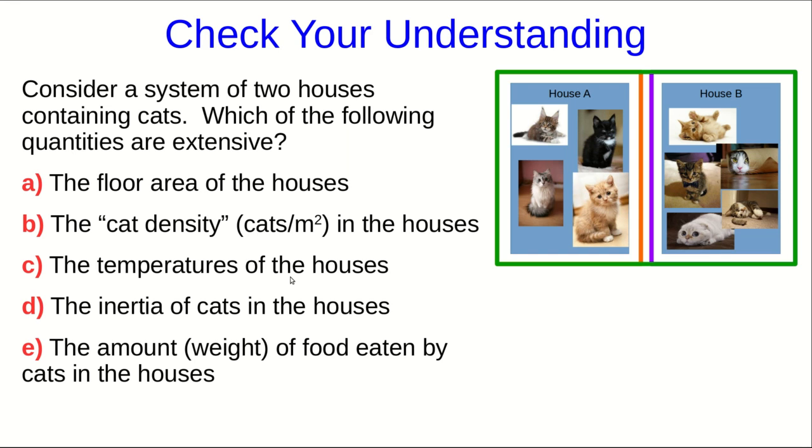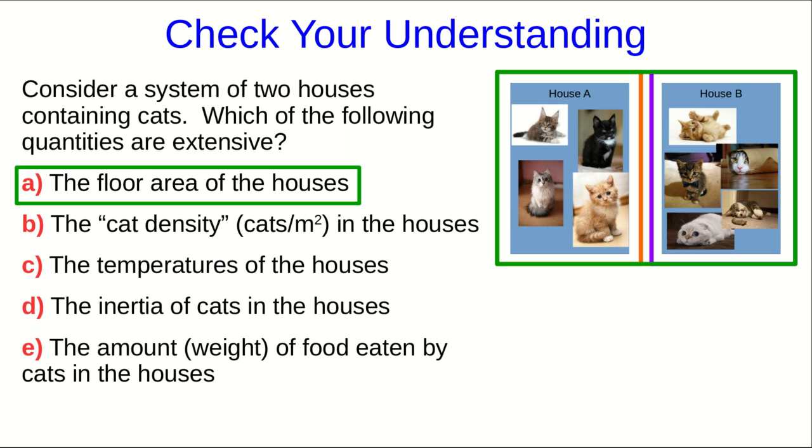This is the question that I posed at the end of the previous part of this video lecture, and let's go through these items one by one and see whether we believe that they are extensive. So, if one house is 200 square meters and the other house is 250 square meters, we would certainly expect that the floor area of the system would be the sum of those, 450 square meters. We certainly expect that floor area should be extensive.